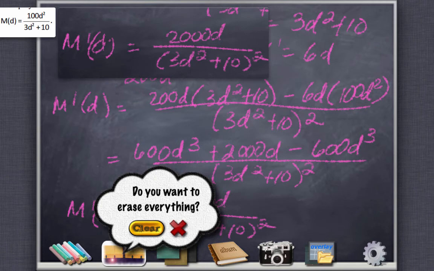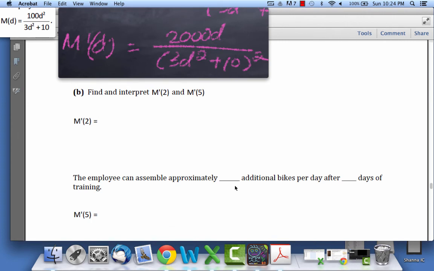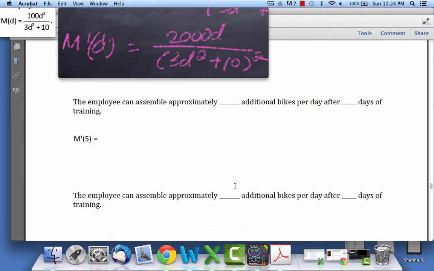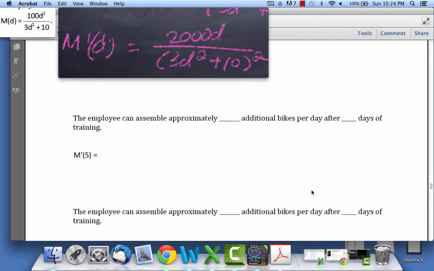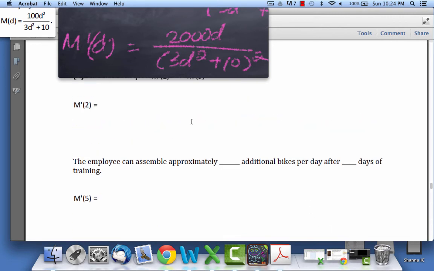Okay, so the next thing that we're going to do is plug in 2 and 5 into the derivative, and the question is to interpret them. You can see that the words are kind of written for you, so you're just plugging in how many days and how many additional bikes. But the thing that is important here is when I plug in 2 to m prime, it will not answer the question, how many bikes did I make after 2 days? That's what m of d would answer if I put 2 in.